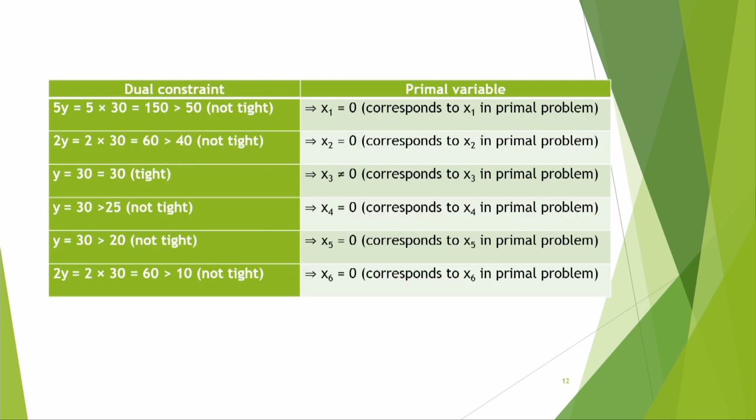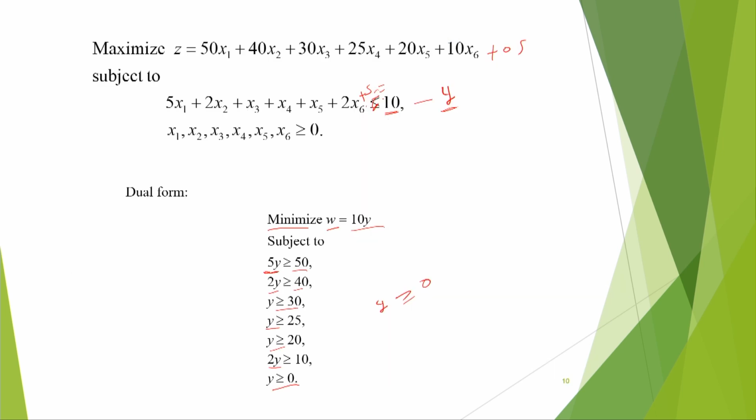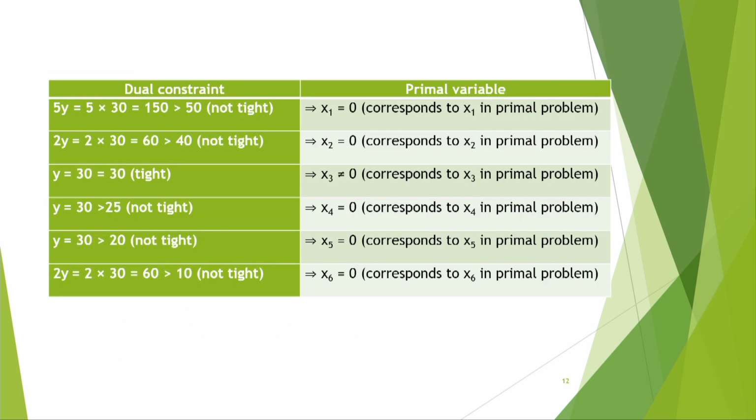Suppose we have put this constraint, the previous one, 5y greater than 50, and I have got these things. So 5y, 5 into 30, 150 greater than 50. So it is not tight, because 150 means you are much ahead of 50. 2y, 2 into 30, 60 against 40, not tight. That means there is no problem because of this constraint. So a unit worth of this one resource will be 0. Not tight, therefore x1 will be 0. This x2 is equal to 0, because its worth will be 0. In one problem, whatever is the variable, in the second it becomes worth.